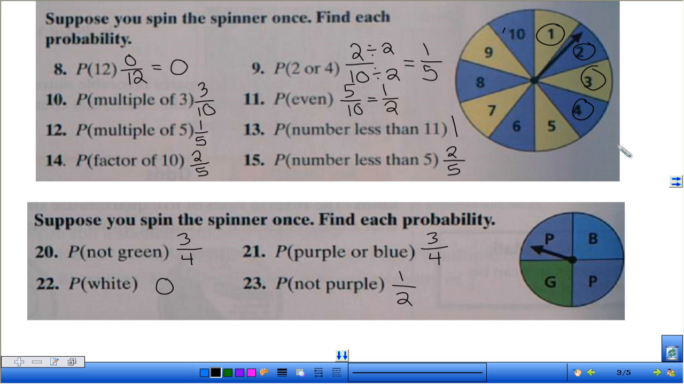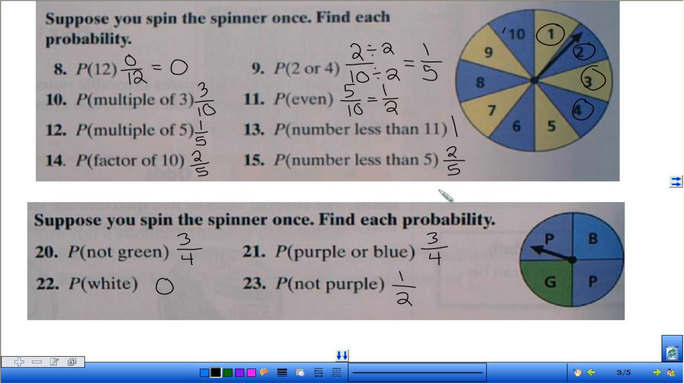So for 20, the probability of not green, so that means everything else, is 3/4. And then 21, the probability of purple or blue, well that's kind of the same thing because it's 3/4. The probability of white is 0. And then the probability of not purple, so blue or green, would be 2/4, which you can simplify to 1/2.